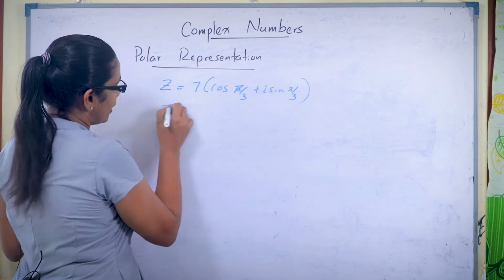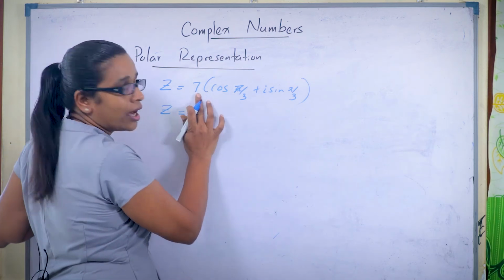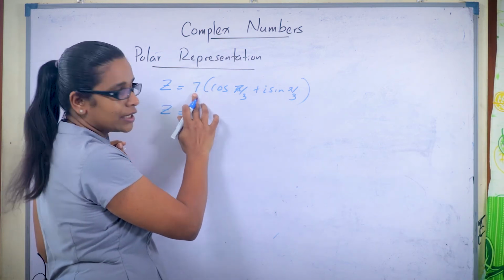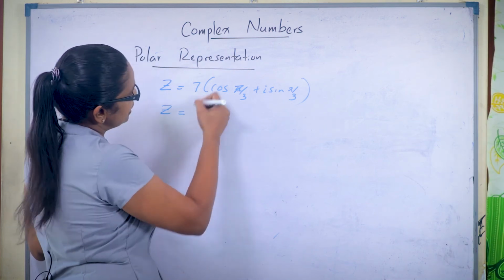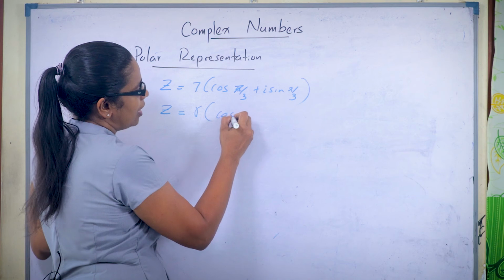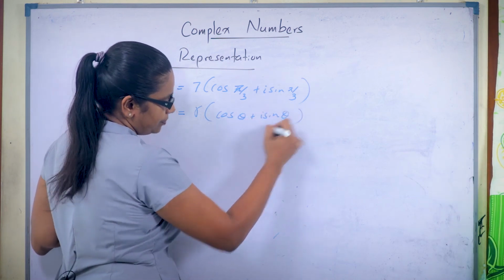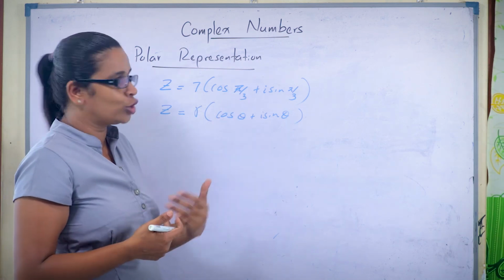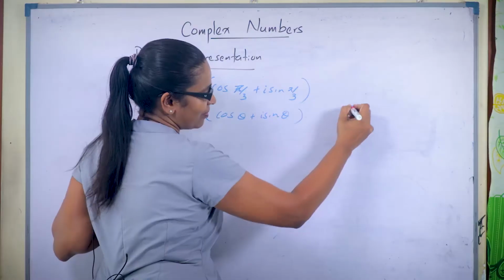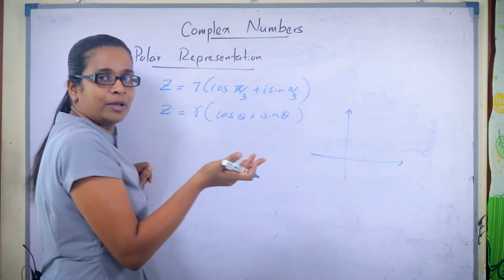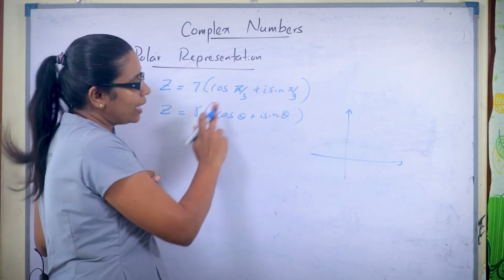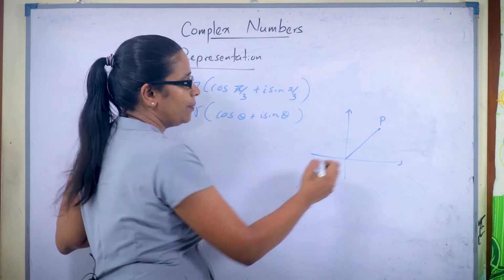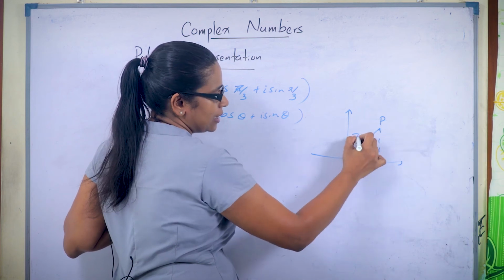Now look at this one. You can write Z equals R, that means the modulus of this complex number is 7. If you compare this with R(cos θ + i sin θ), this is the modulus. And what about this theta? This is the argument, that is π/3. Now, if I represent this complex number on a plane, the modulus is 7 and the argument is π/3. So P is somewhere here. This angle is π/3 and this length is 7.